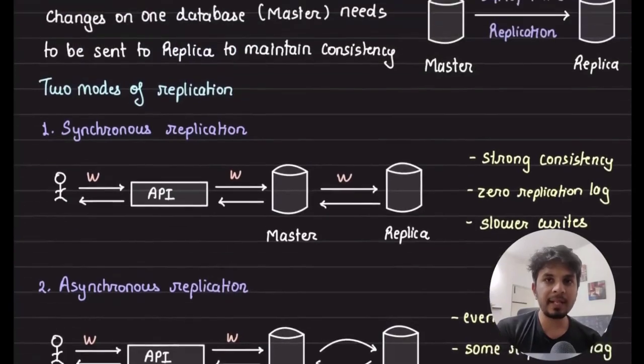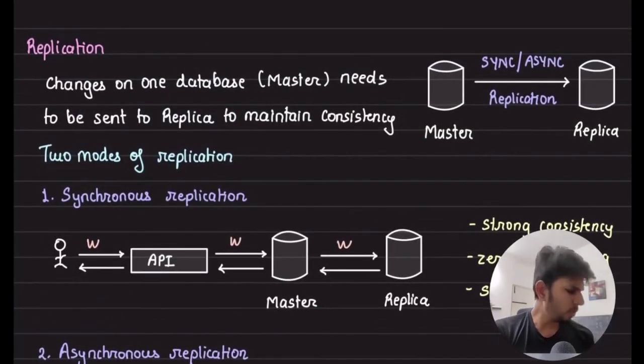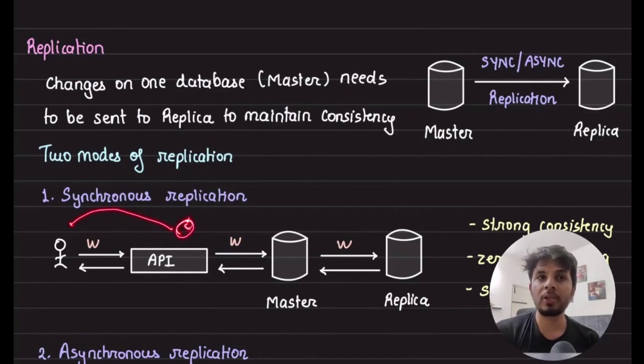In synchronous replication, when your write comes to your API server, your API server pushes or makes the write to the database. Now the write has happened on the database. Here in synchronous replication, the writes from the master go to the replica, right? So either your master makes a call to the replica or the API server makes a call to the replica, irrespective.